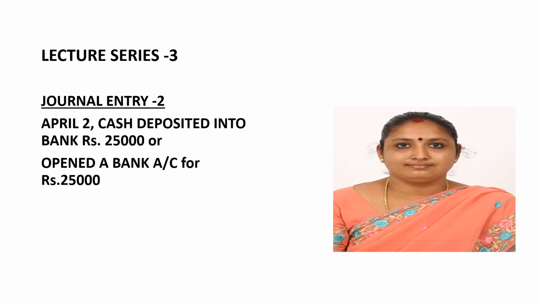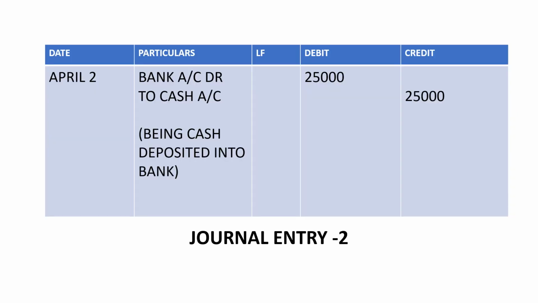We are continuing with journal entry number 2. On April 2nd, cash deposited into bank, rupees 25,000. The business opened a bank account for rupees 25,000. Let me give the explanation of the journal entry in detail. So this is the journal entry. I have debited the bank account by 25,000 and I have credited the cash account with the amount of 25,000, followed by the narration: cash deposited into bank.